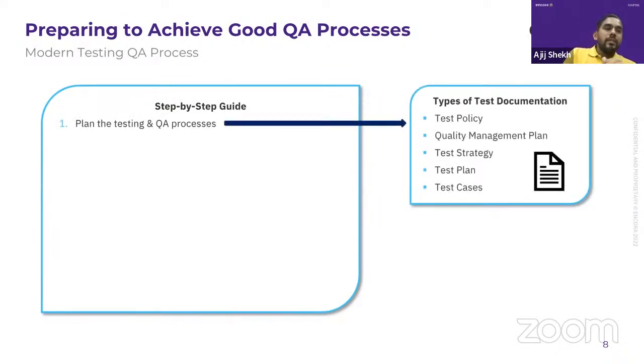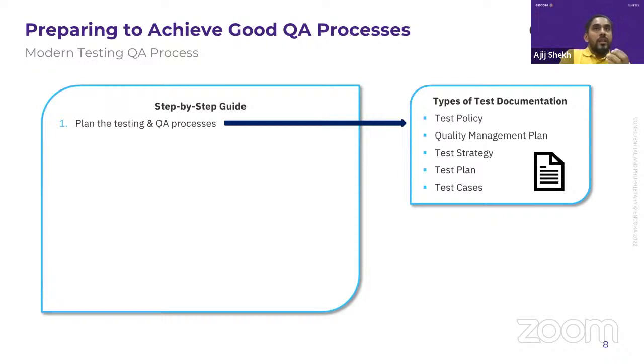The first thing is what we are preparing and achieving for a good QA process, meaning a modern testing QA process. The first point is plan the testing and QA process. This type of document we prepare for any of the QA process. Someone definitely has some doubt in mind, like why we are missing these different types of documents we already have in the traditional QA process. So why is it defined here?